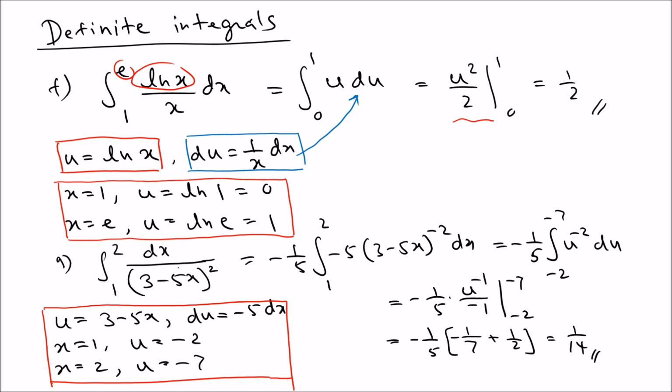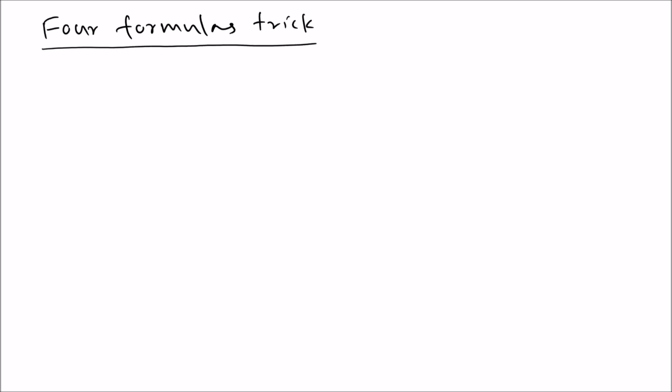Then we also talk about what we call the four formula trick. I'm going to recall that, the four formula trick. You can find the link in the description if you forgot it, with more examples there. So this is the four formula trick. We use this throughout the course, so sometimes we call it the FF trick, four formula trick.